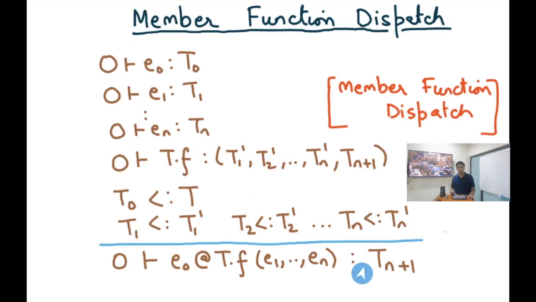So this is the type rule for our member function dispatch. And this is also a sound type rule because the type returned matches with the value that would be computed at runtime. It is also a precise type rule because we are trying to be as general as possible in accommodating all possible correct programs by using the subtyping relation.